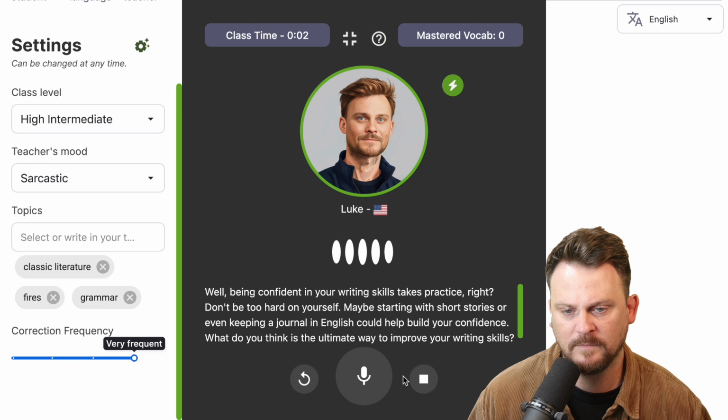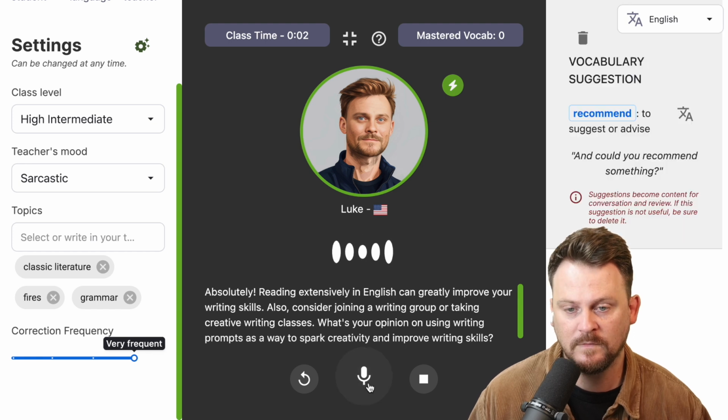Well, being confident in your writing skills takes practice, right? Maybe starting with short stories or even keeping a journal in English could help build your confidence. I have a vocabulary suggestion for you.